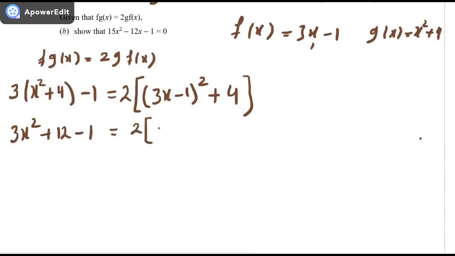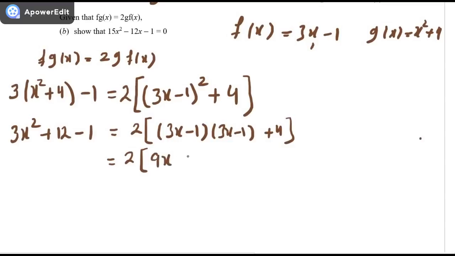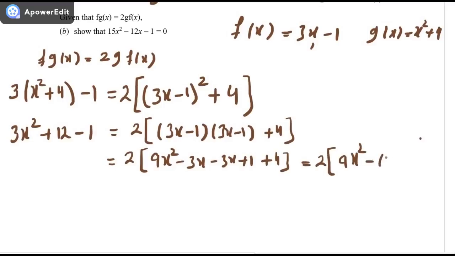So I can do 3x minus 1, and I can do 3x minus 1, and this is going to be plus 4. To do this one, this is going to be 9x squared minus 3x minus 3x plus 1, and this plus 4. I can write it down now. So this is going to be 2 times 9x squared minus 6x, plus 5.